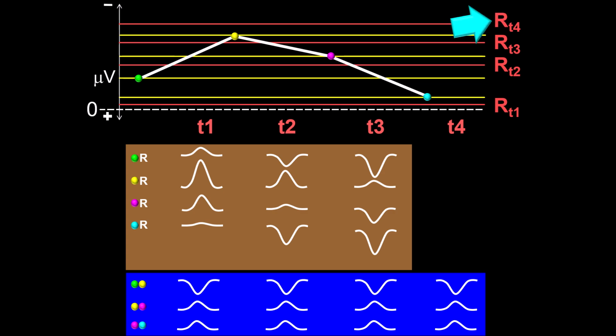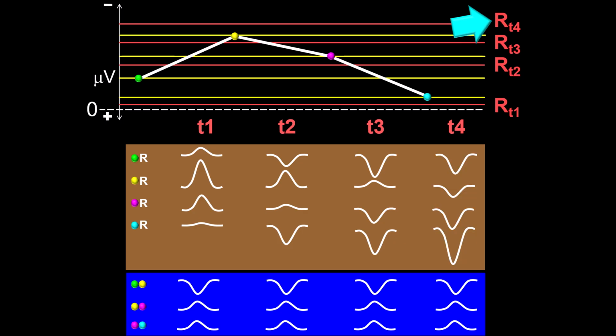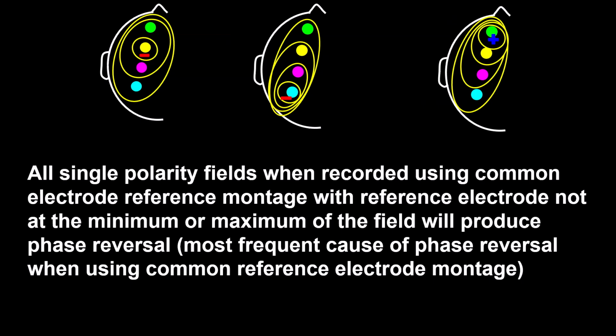Finally, were we to move the common reference electrode to an even more negative value, that is, more negative than any other of the non-reference electrodes, no phase reversal will occur since the common reference electrode is now the most negative of all the electrodes. The situation we have just described, with the reference electrode not at the maximum or the minimum, is, as we already know, called a contamination source or a contaminated source.